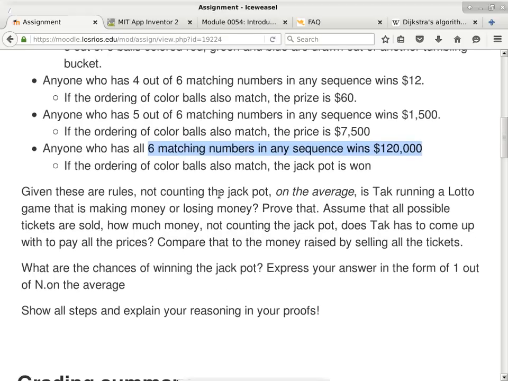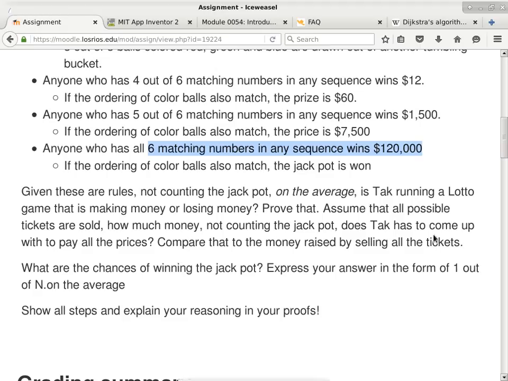So given these rules, not counting the jackpot, on the average, is TAC running this game going to make money, or am I going to lose money? That's the question. Prove whether I'm going to win money or lose money on the average. Assume that all possible tickets are sold. How much money, not counting the jackpot, does TAC have to come up with to pay all the prizes? Compare that to the money raised by selling all the tickets.